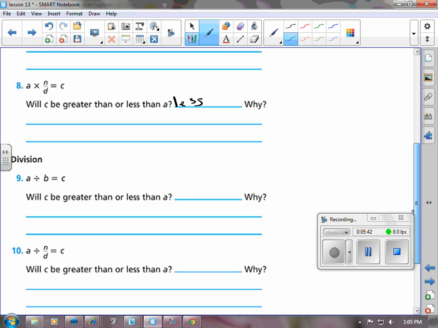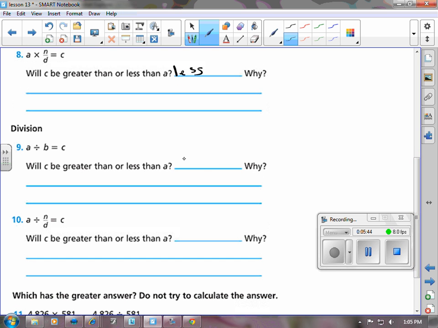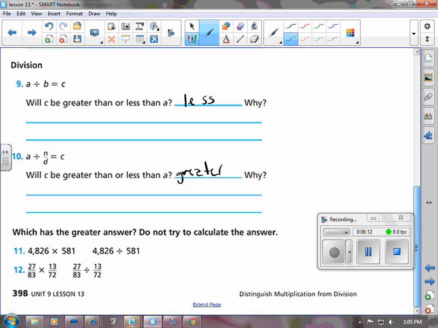Okay? What about with division? When we take a whole number and we divide it, we're going to end up with a smaller number, right? If you take a whole number and you divide it by a whole number, you're going to end up with a smaller piece, right? C is just a part of A. Okay? When we divide by a fraction, we're going to end up with a larger number, greater, right? Because dividing is the same as multiplying and flipping it, right?